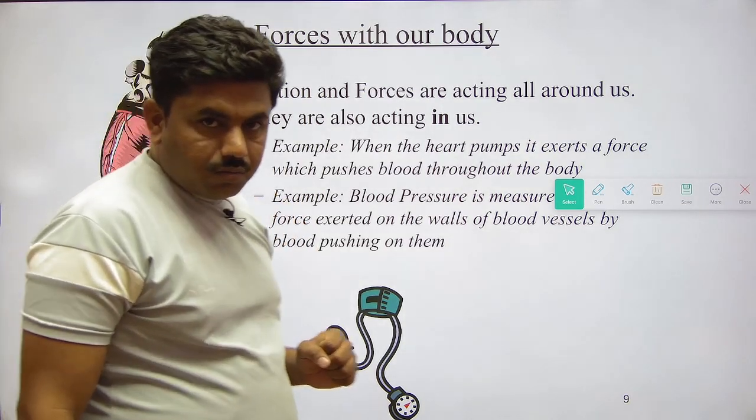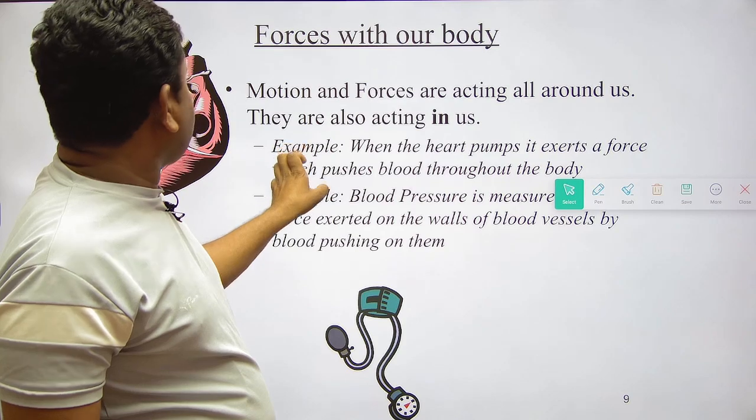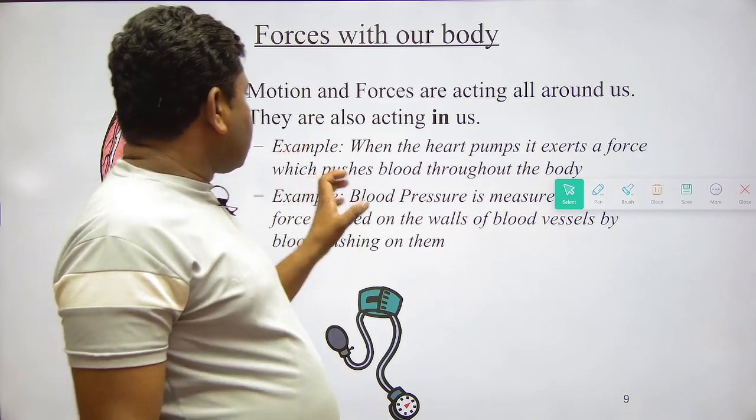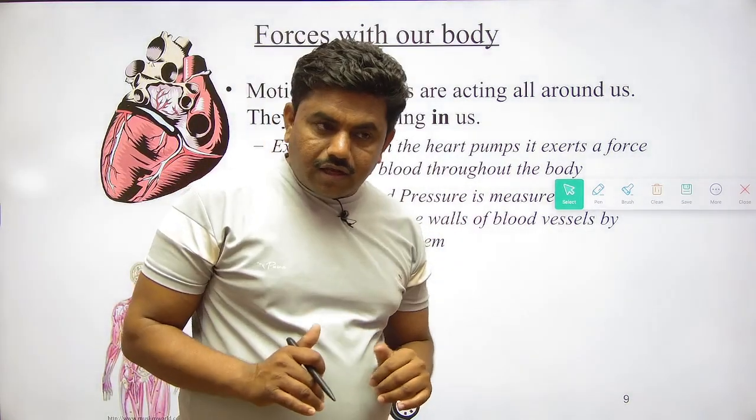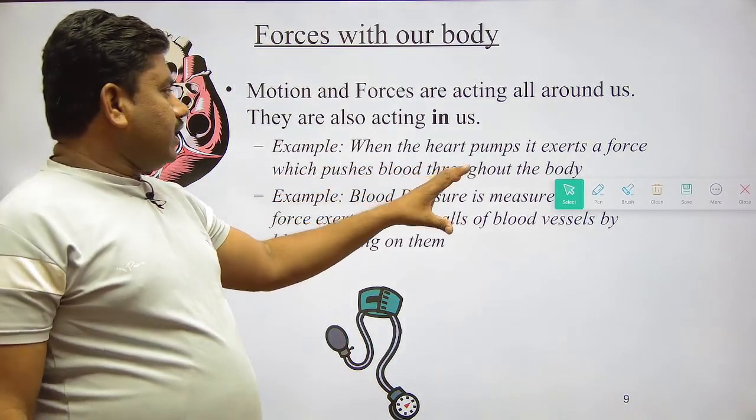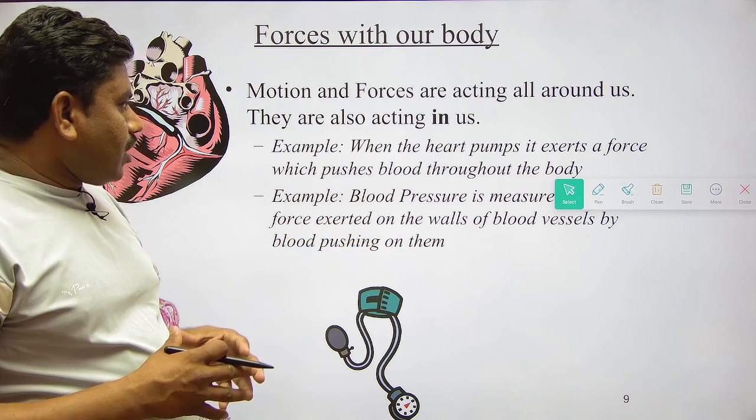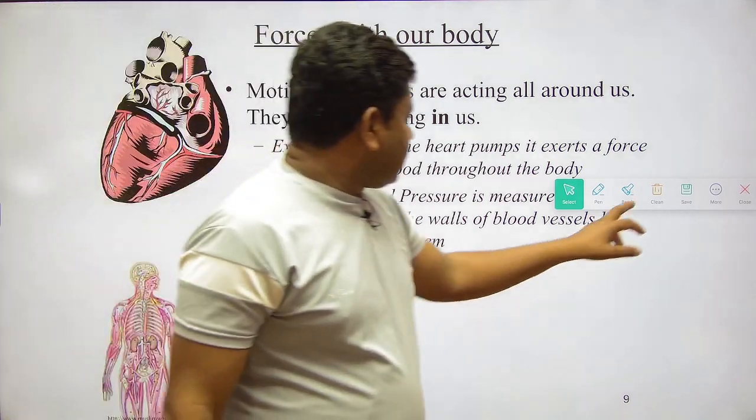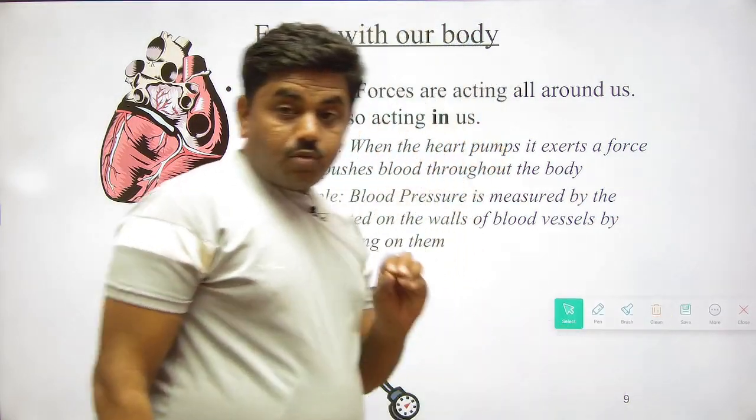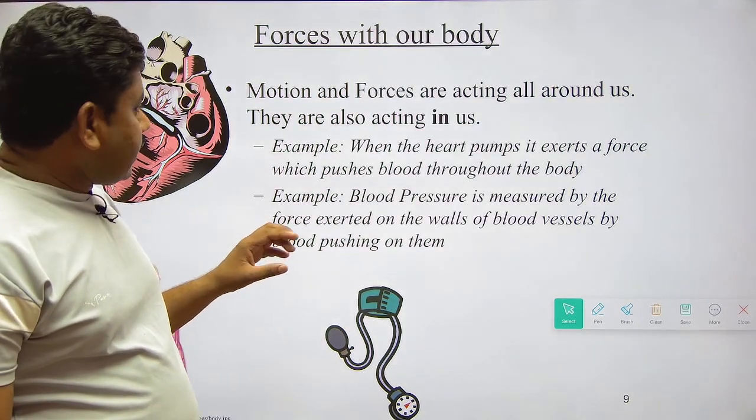What are the forces in our human body? Motion and forces are acting all around us, and they are also acting in us. For example, when the heart pumps, it exerts a force which pushes blood throughout the body. There are also electrical forces inside, due to chemicals.